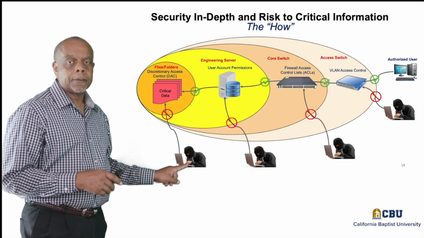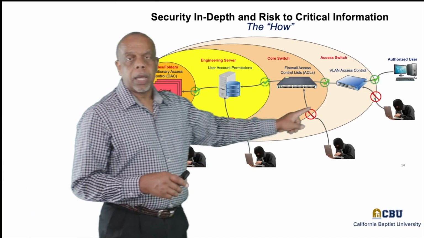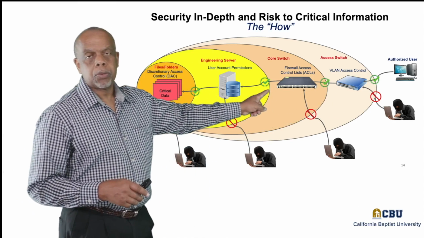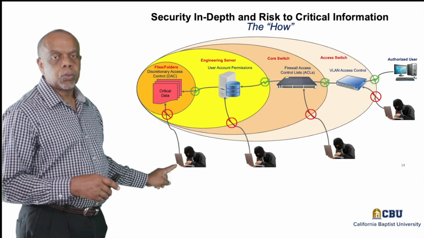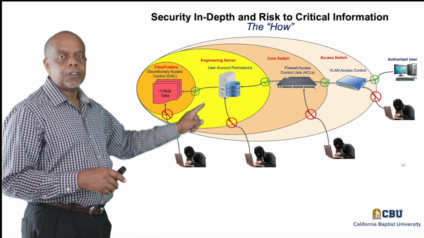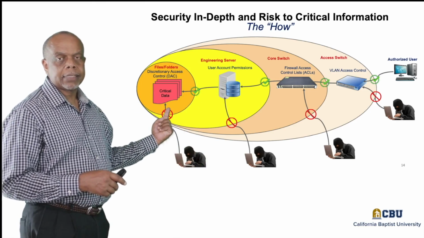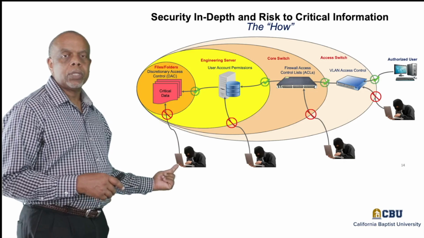This person right here, all right? They've been authorized, they have accounts to make it all the way through the network and actually to get here. But they still, that is your worst insider threat. Why? Because they are fully authorized and have access to that critical data. So how do we start protecting that?